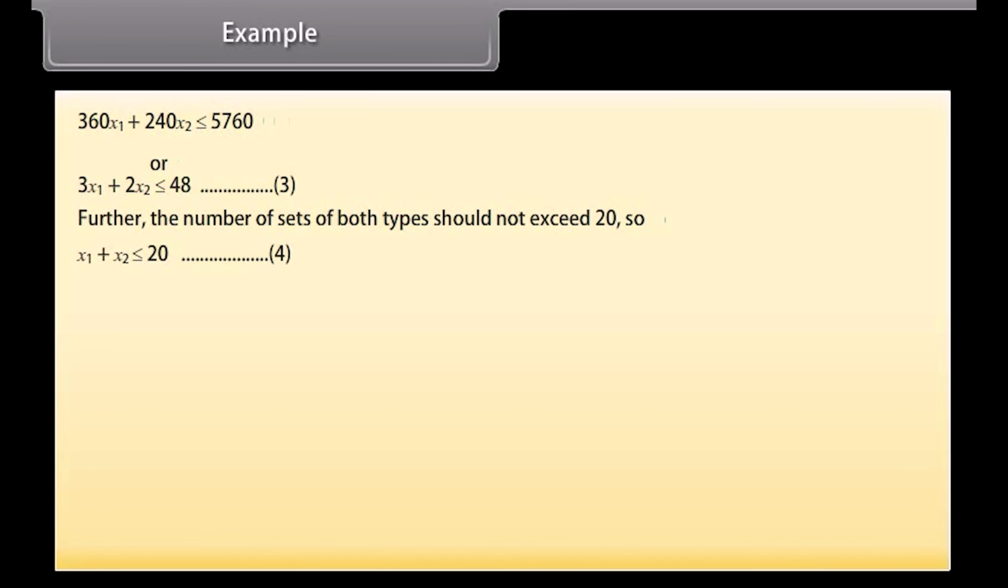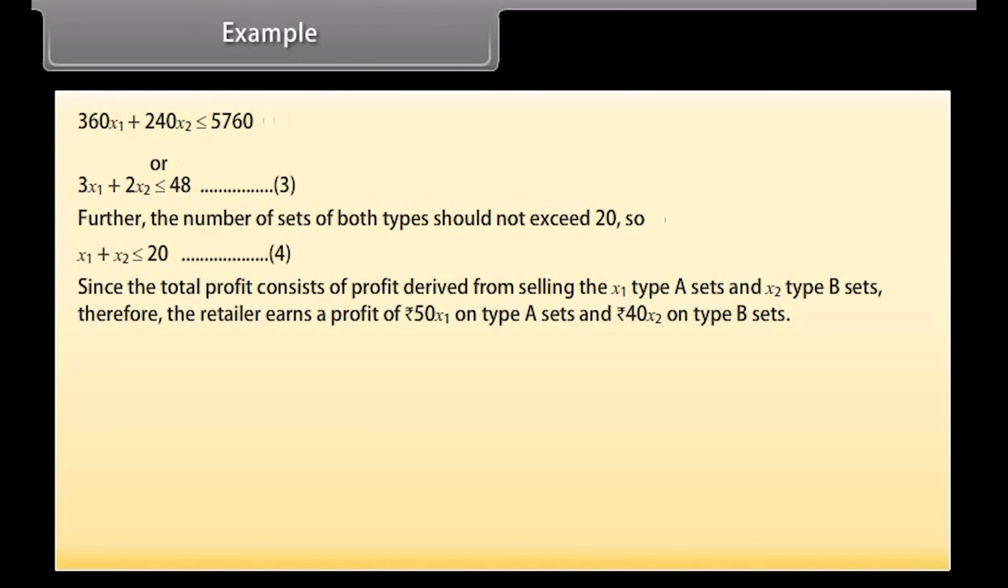Mark it as 4. Since the total profit consists of profit derived from selling the x1 type A sets and x2 type B sets, therefore the retailer earns the profit of rupees 50x1 on type A sets and rupees 40x2 on type B sets. So the total profit is given by Z equals 50x1 plus 40x2.